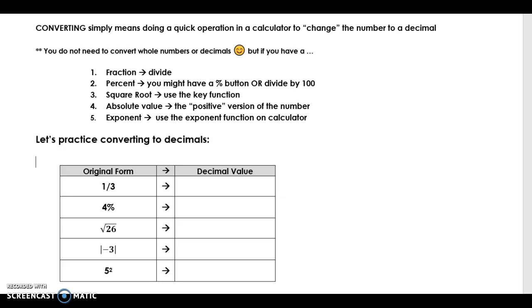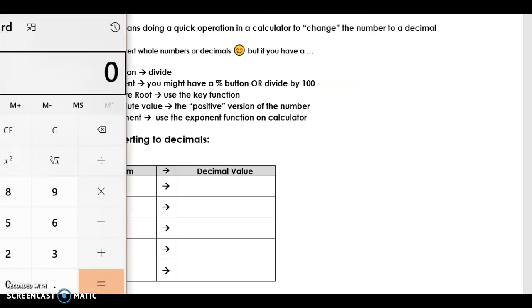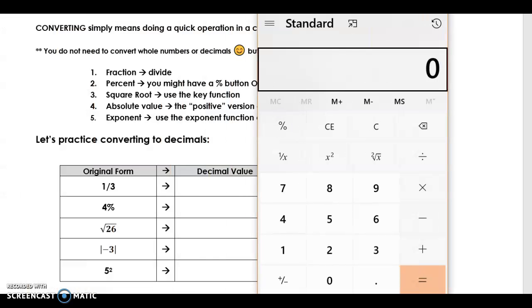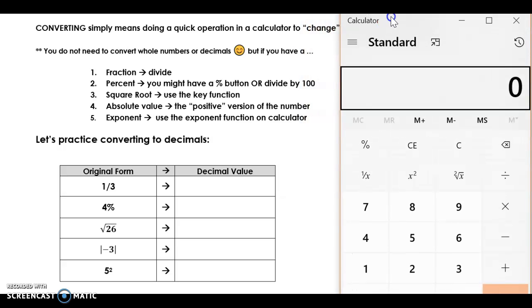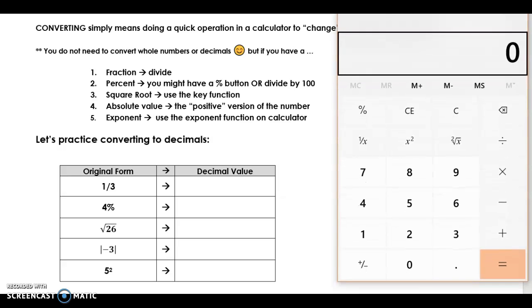So let's take a look at converting some of these to decimals. And guys, if you do not have some of these buttons and you want them, you can always search in your taskbar for the standard calculator. It pretty much has everything that you need for these conversions.